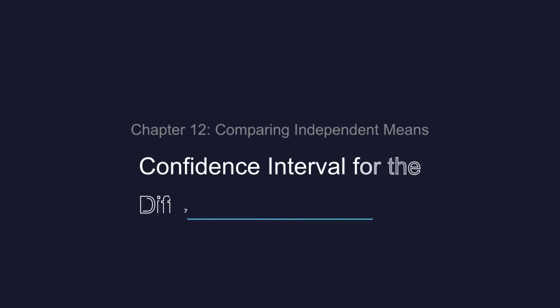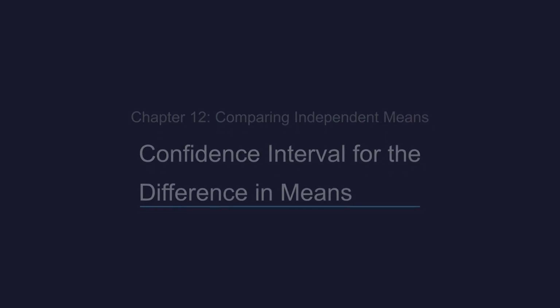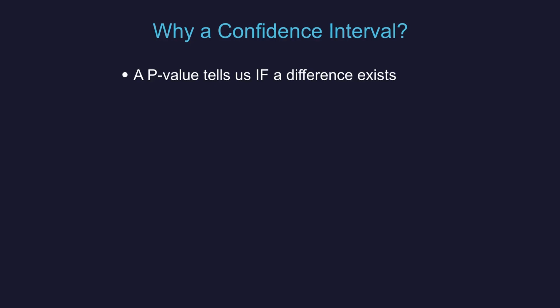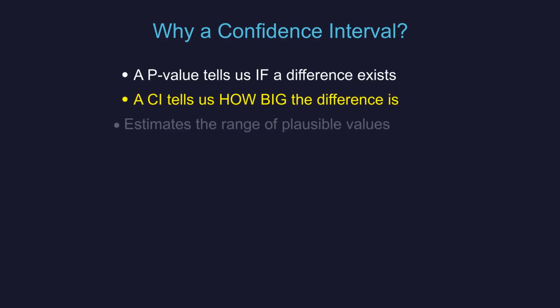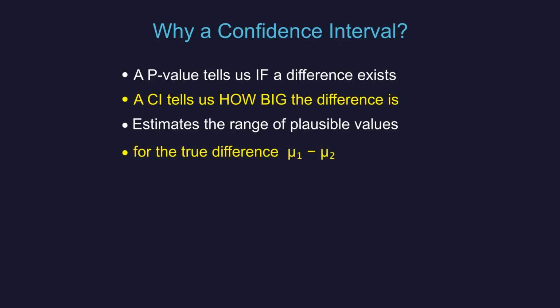Confidence intervals for the difference in means. A hypothesis test tells us whether a difference exists, but a confidence interval goes further. It tells us how big the difference likely is, providing a range of plausible values for the true difference mu1 minus mu2.